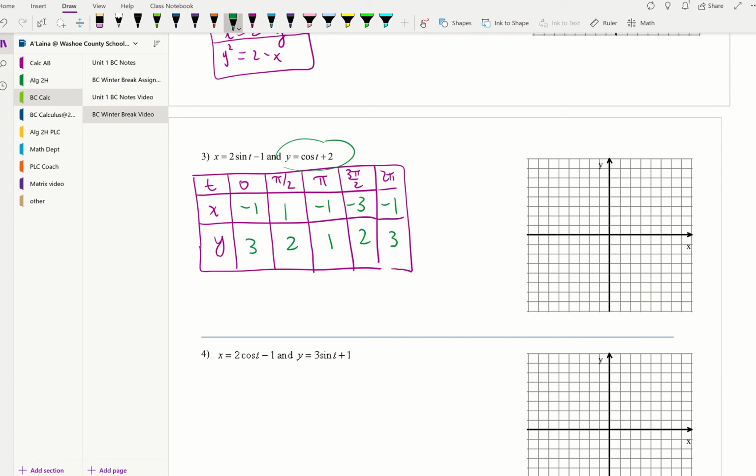So I'm going to plot these ordered pairs on this graph. I have negative 1, 3, 1, 2, and negative 1, 1.